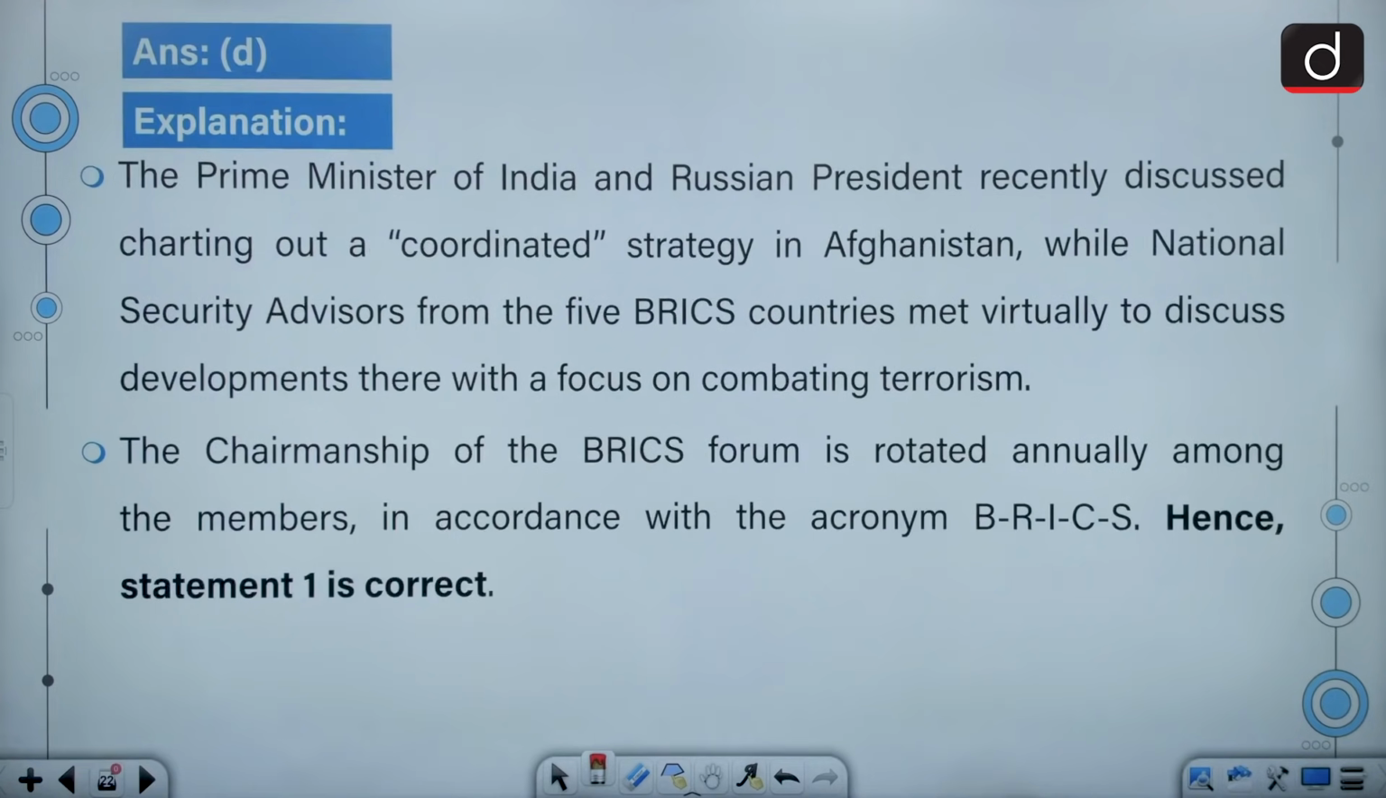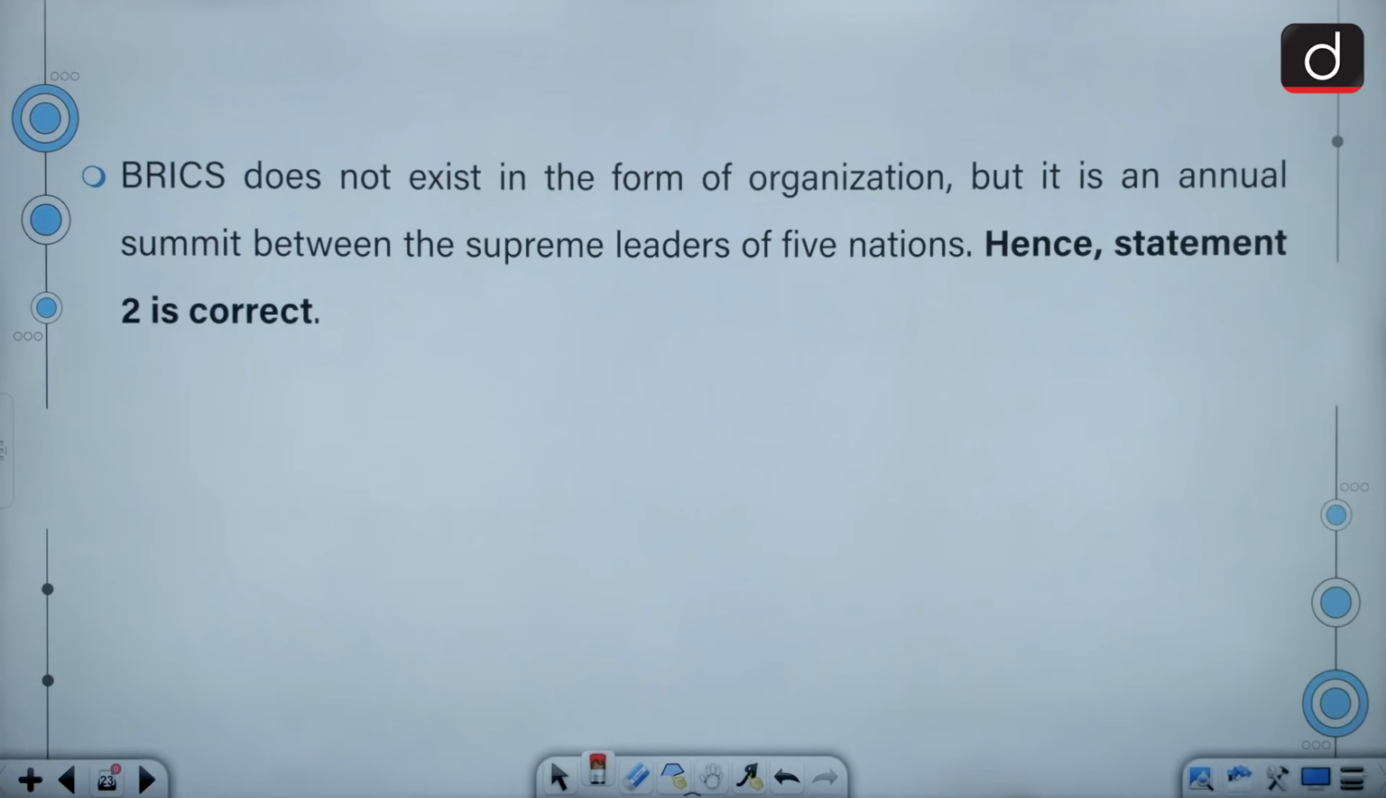The Prime Minister of India and Russian President recently discussed charting out coordinated strategy in Afghanistan, while national security advisors from the 5 BRICS countries met virtually to discuss developments there with a focus on combating terrorism. The chairmanship of the BRICS forum is rotated annually among the members in accordance with the acronym BRICS. Also, BRICS does not exist in the form of organization, but it is an annual summit between supreme leaders of the 5 nations.